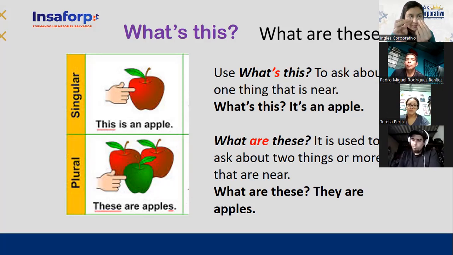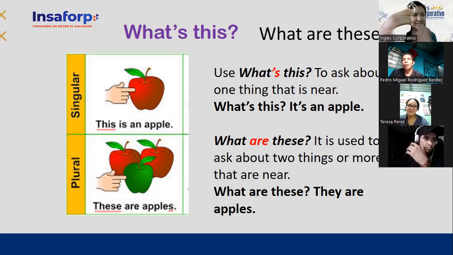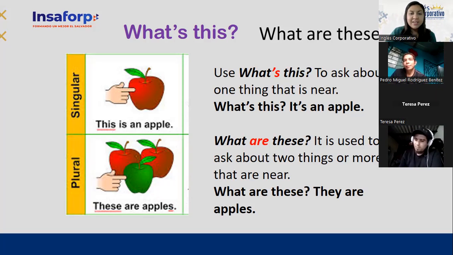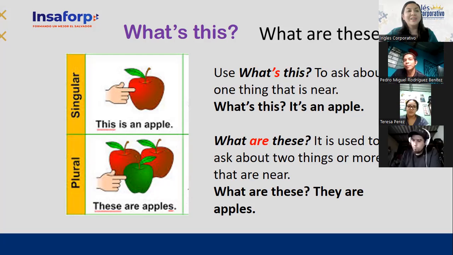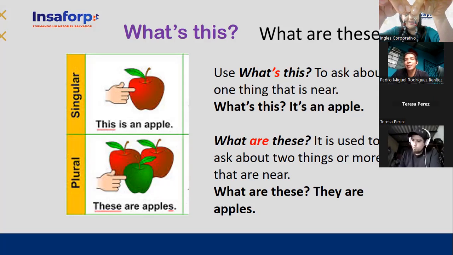Okay, and what are these? What are these? Entonces la respuesta sería they are rings. Earrings are these. Okay. Earrings. I know se ven, they are invisible. Okay, but they are here. What are these? They are earrings. Earrings. Yeah, earrings.